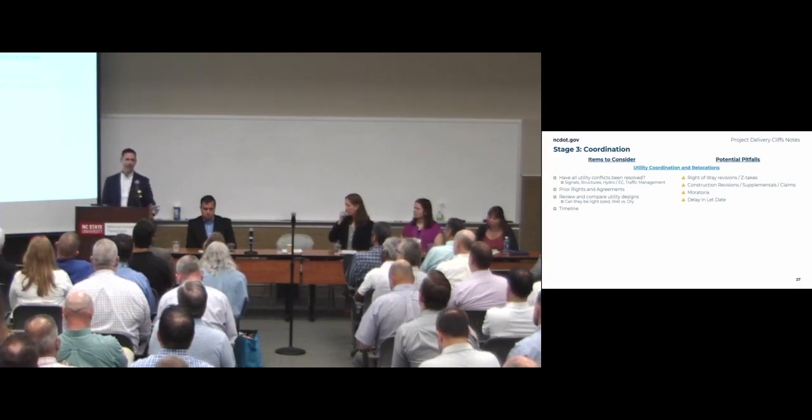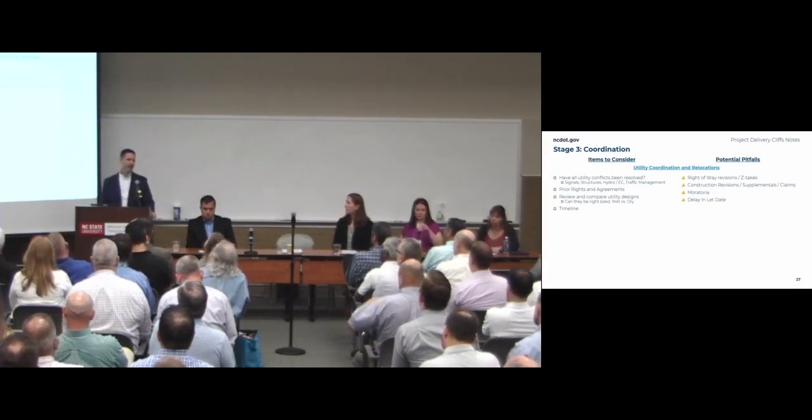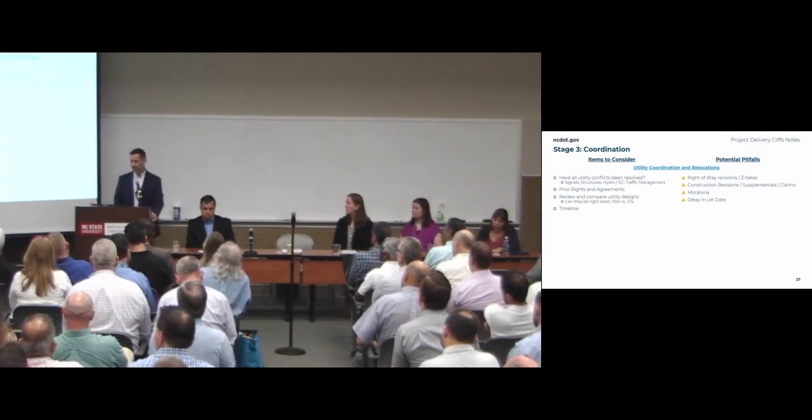And overall, look at the utility relocation timeline. How is that going to fit into the overall schedule? When do you let? When do they need to start moving? Now, again, back to the bats. A lot of moratoria across the state now. Some of us are dealing with it that never have before.